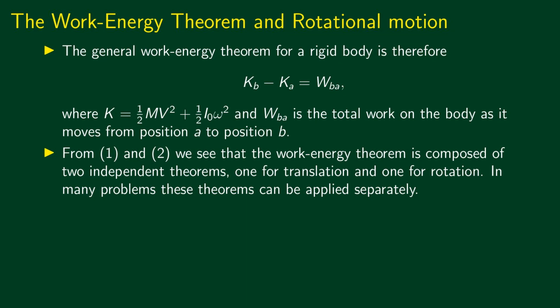We see the work energy theorem again, and we got two equations, one corresponding to translational motion and one corresponding to rotational motion. So the work energy theorem is composed of two independent theorems, one for translation and one for rotation. In many problems, these theorems can be applied separately, and this is very convenient. So this is the work energy theorem for motion that includes both rotation and translation.